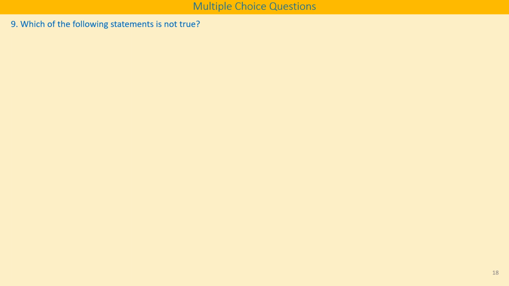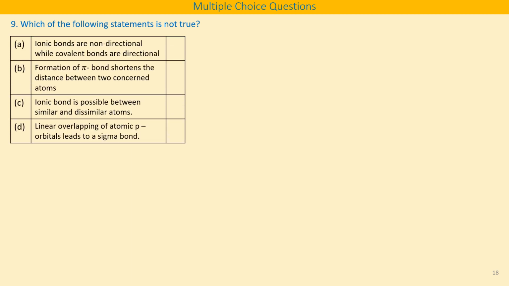Next question. Which of the following statements is not true? Option A. Ionic bonds are non-directional while covalent bonds are directional. Option B. Formation of a pi bond shortens the distance between two bonded atoms. Option C. Ionic bond is possible between similar and dissimilar atoms. Option D. Linear overlapping of atomic p orbitals leads to sigma bond. You have to remember and mark the correct answer.